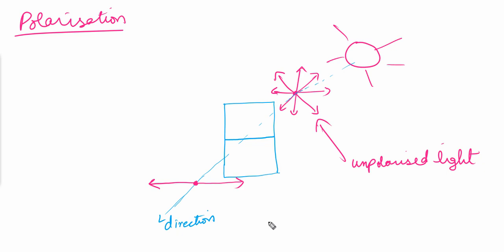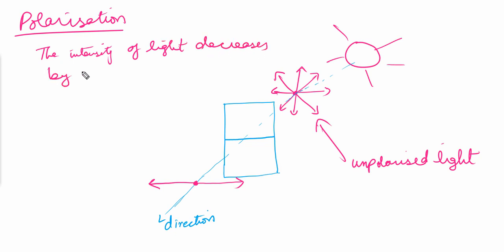Now one more fact that you have to keep in mind for polarization is about the intensity. When the light passes through the first polarizer, the intensity of the light decreases by 50%. So I'll write it here. The intensity of light decreases by 50% when it passes through a polarizer.